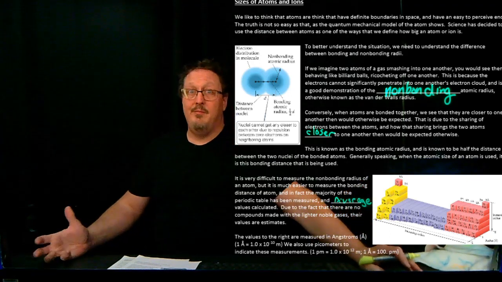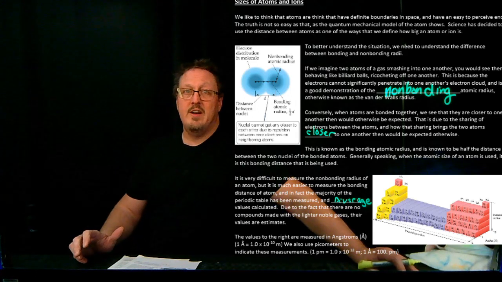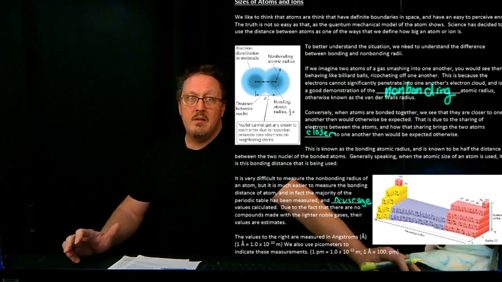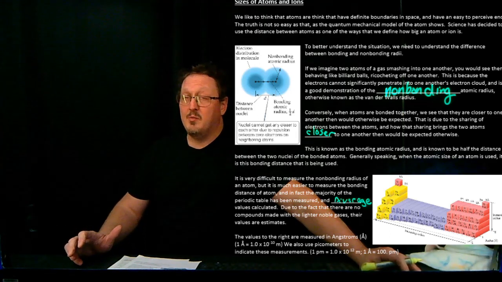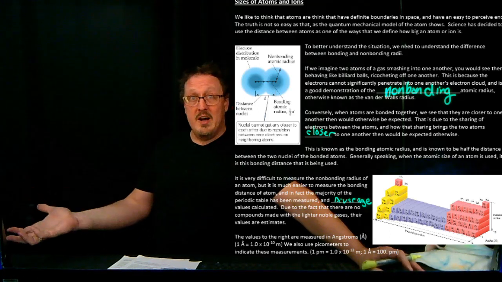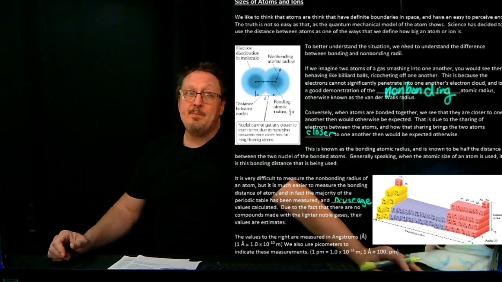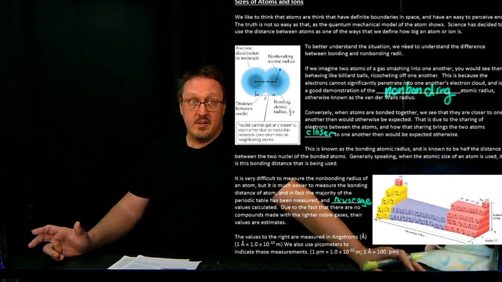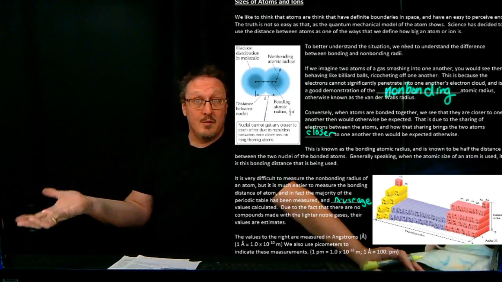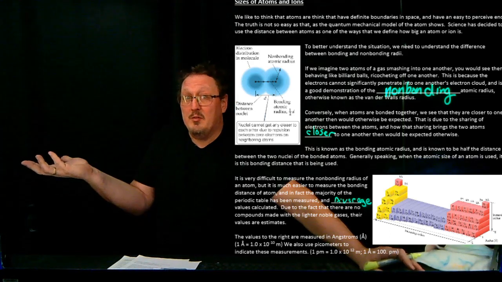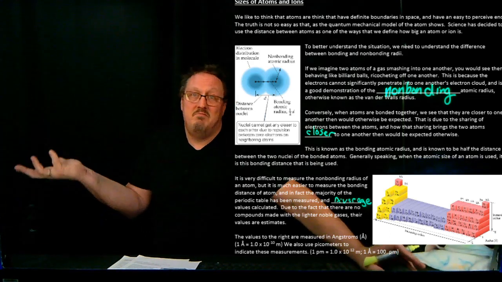Due to the fact that there are no compounds made with the lighter noble gases, their values are estimates. So we have numbers here for helium and neon, and argon as well, but those are going to be estimations because we don't really have a lot of data with those being in chemical bonds. And so that's where that's at. We have some data with xenon. There was a Finnish group of researchers that made some molecules with xenon. But that's really the only one we got. So the rest of them are pretty much going to be estimates.